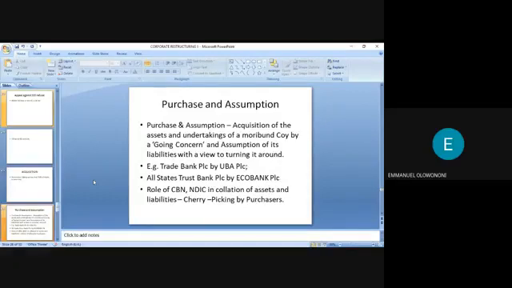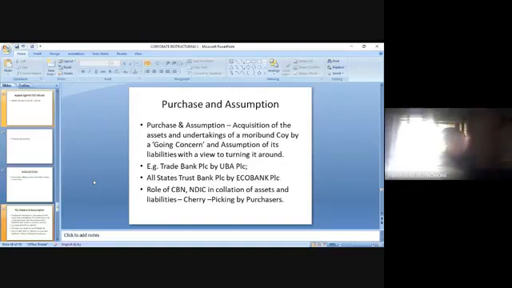When you talk about purchase and assumption, it's usually a moribund company, and it's like a cherry picking arrangement. You purchase the company, so you assume the liability, you take the liability while you also see what can be done. But the good thing is the asset of the company is also acquired by the new company. So, for instance, Trade Bank PLC was purchased in that regard by UBA PLC. Allstate Trust Bank was taken by EcoBank, and don't forget that in purchase and assumption, while you acquire the moribund company, you also take the liability of the moribund company.